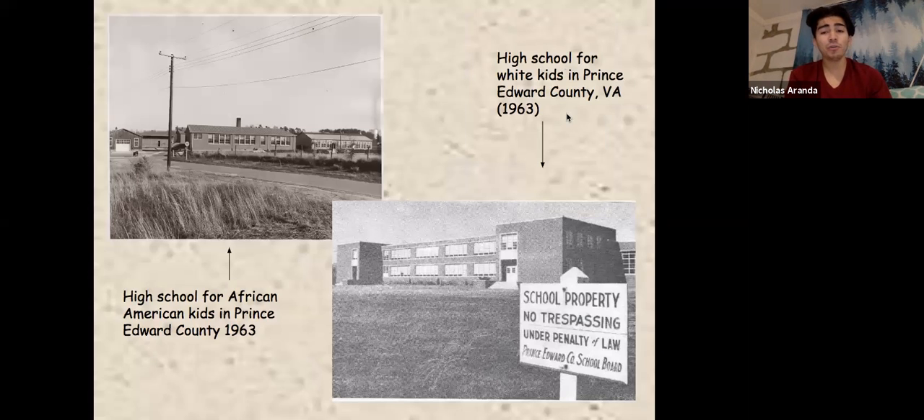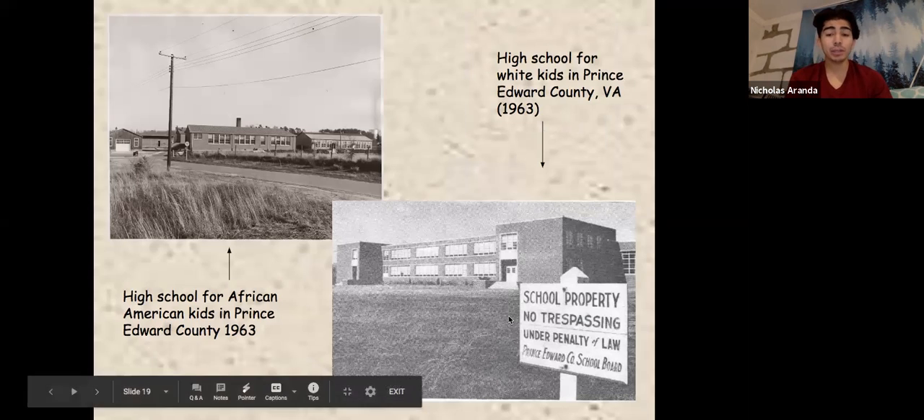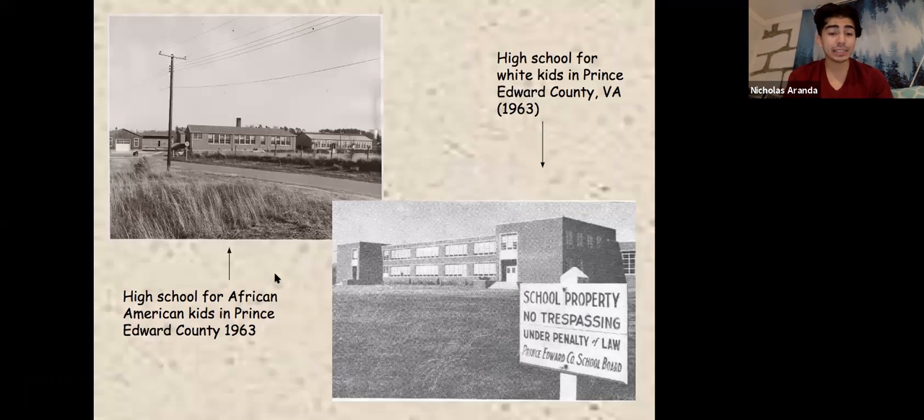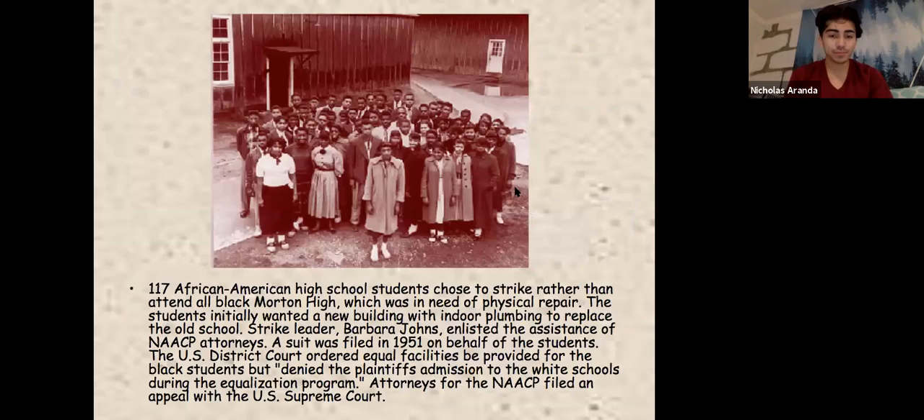This is a high school for white kids in Prince Edward County, Virginia in 1963, with a sign saying no trespassing under penalty of law. And this is the high school for African-American kids in Prince Edward County in 1963. Big difference between the series of trailer houses, basically just thrown up here on the side of the road, and this large brick school which explicitly states that you can't trespass on that property. Message from the school board.